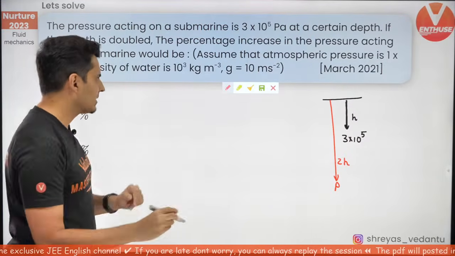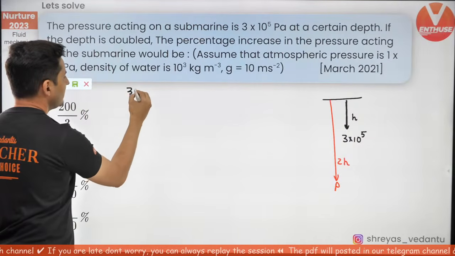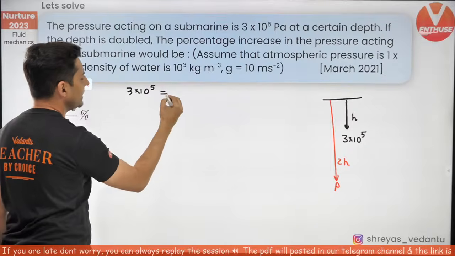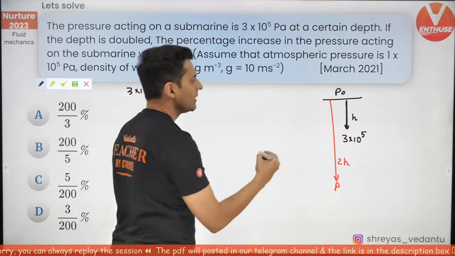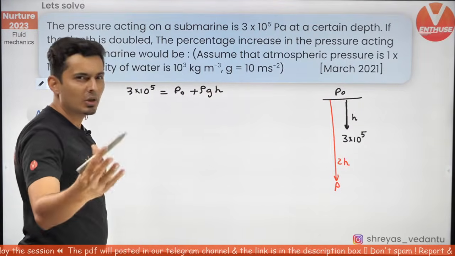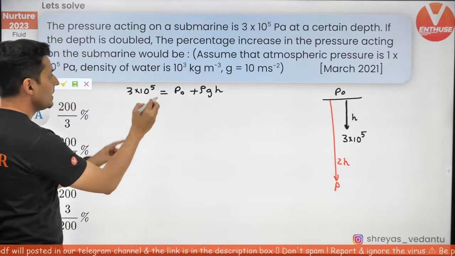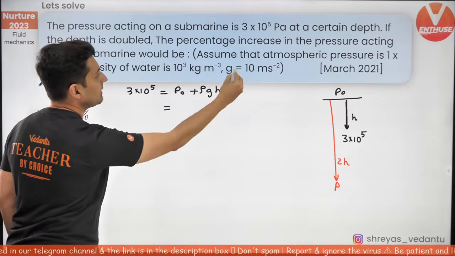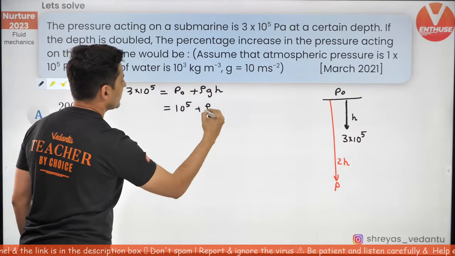Alright, here is my logic. When you are here, 3 into 10 to the power 5 will be P naught plus rho g h, correct? P naught is the pressure over here, right? It will be P naught plus rho g h, fair enough. Now, P naught is nothing but 10 to the power 5. We already know that atmospheric pressure is just 10 to the power 5 plus rho g h.